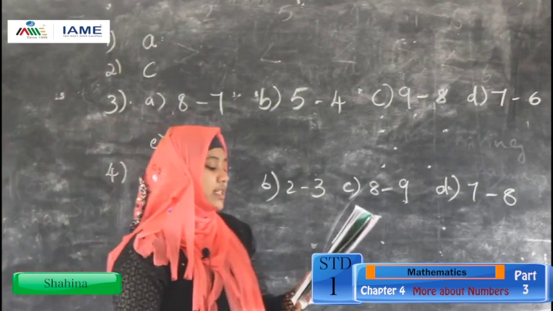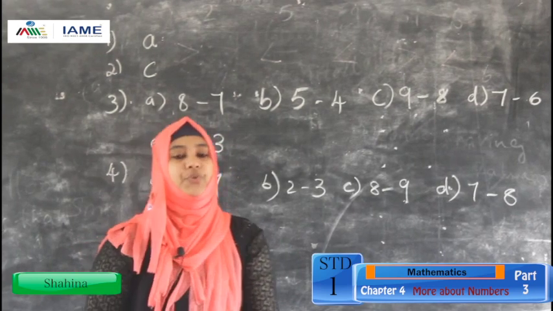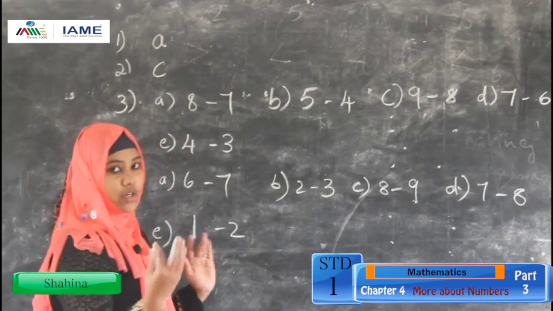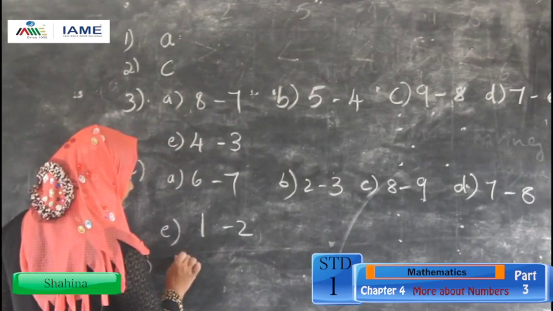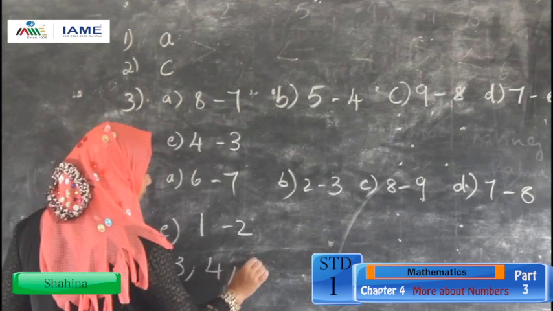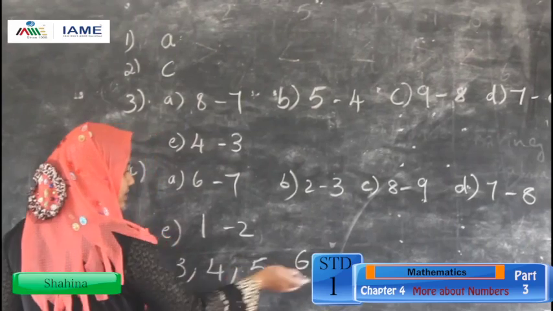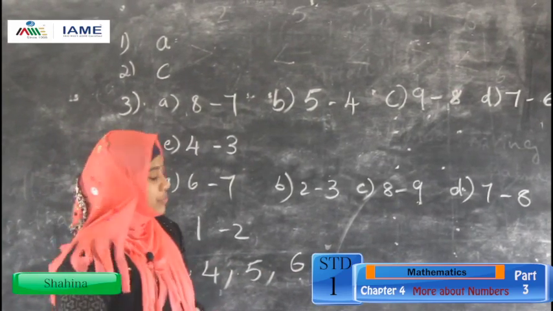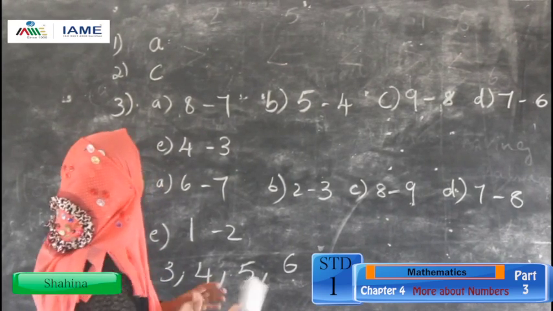Then the fifth one, write numbers which come between 2 and 7. Which are the numbers that come between 2 and 7? Which are the numbers in the middle of 2 and 7? Yes, 3, 4, 5 and 6. These are the numbers between 2 and 7.